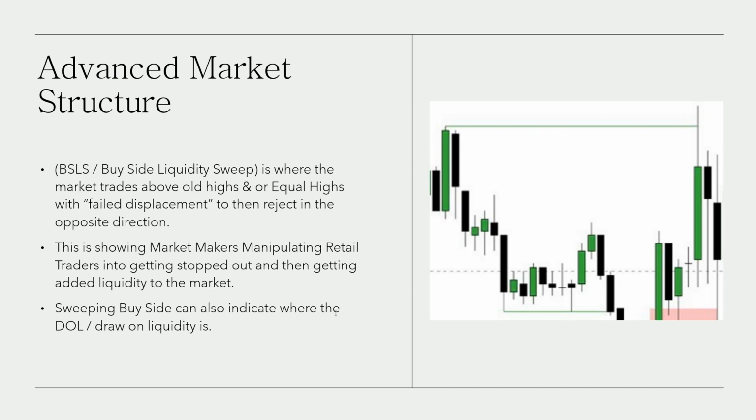Okay, so sweeping buy side can also indicate where the draw on liquidity is. Draw on liquidity, and make sure you write this down, or DOL, is basically what the market is targeting. Where does the market want to target? Where does the market want to take liquidity out? Where does the market want to fill liquidity? Draw on liquidity means the target of the market, whatever the market is targeting. Okay, so again, if we see this buy side liquidity sweep, we will see it as the market trading above it, having failed displacement, which is a wick close, and then trading in the opposite direction after.